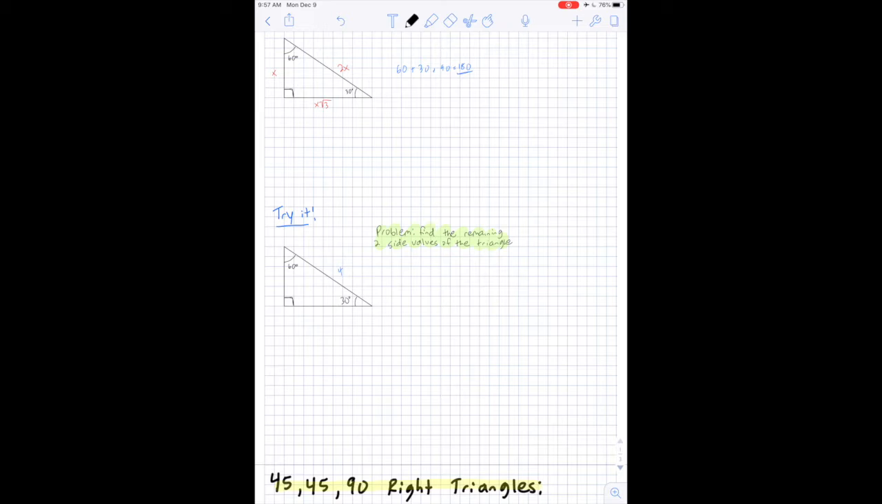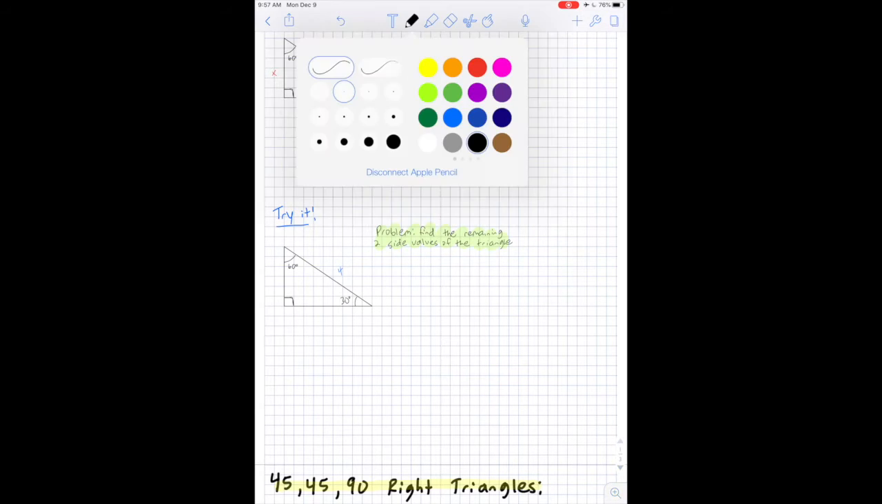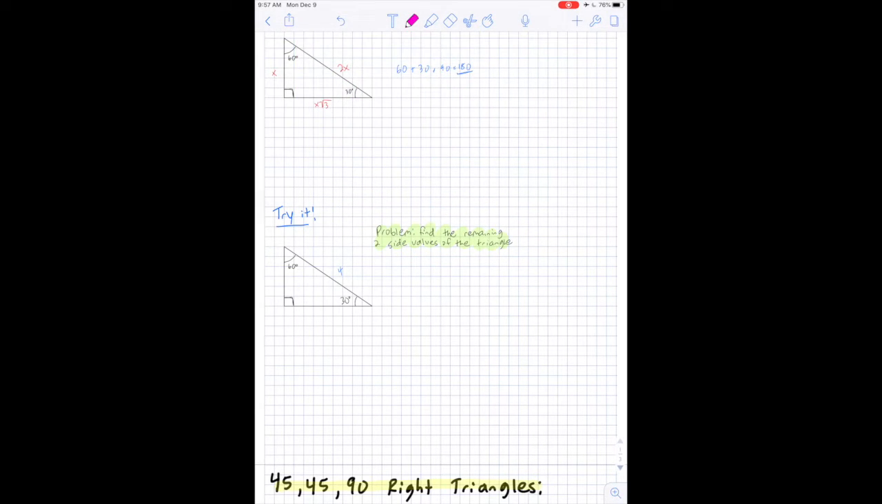All right, so we have a 4. We're given this number 4. We also know that 4, because it's opposite the 90 degree angle, well, that ratio, just look up here, is going to be 2x. That's the value of the side. So we set 4 equal to 2x, and now we're just doing a simple algebra problem, divide by 2 on both sides.